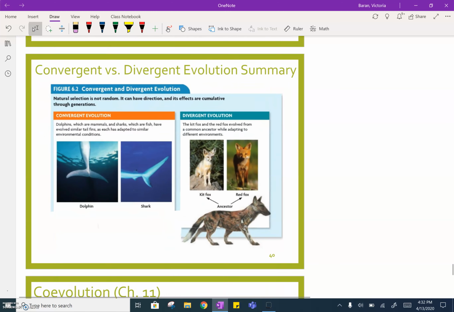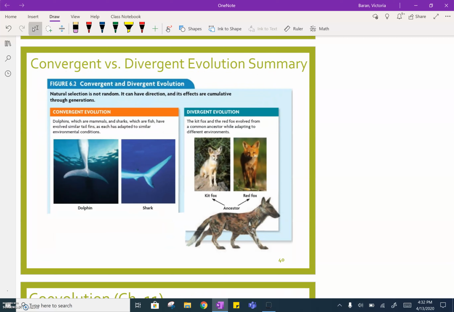And here's just a summary of the differences between convergent and divergent evolution. So for instance, in convergent evolution, two organisms that are very different in terms of their ancestry. So dolphins are mammals, sharks are fish, but they developed very similar adaptations, in this case a tail, because they both live in an aquatic environment.